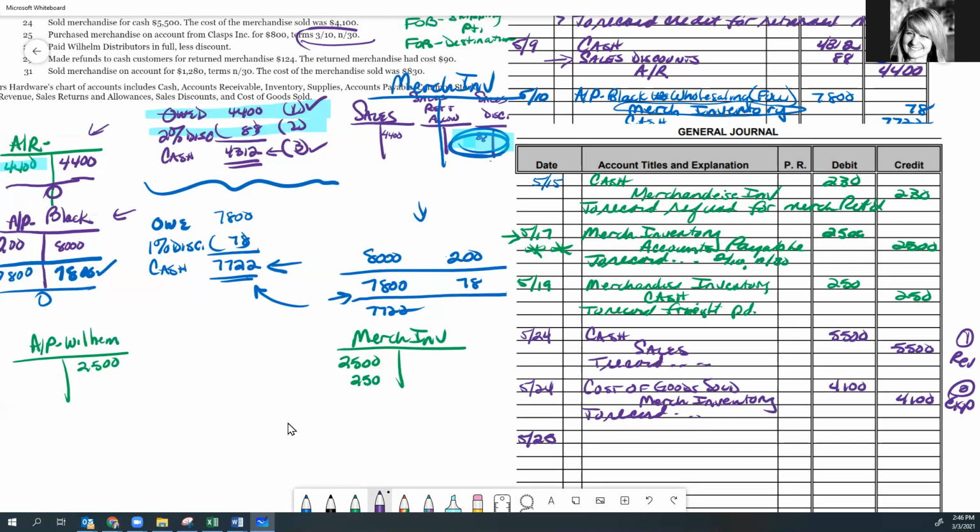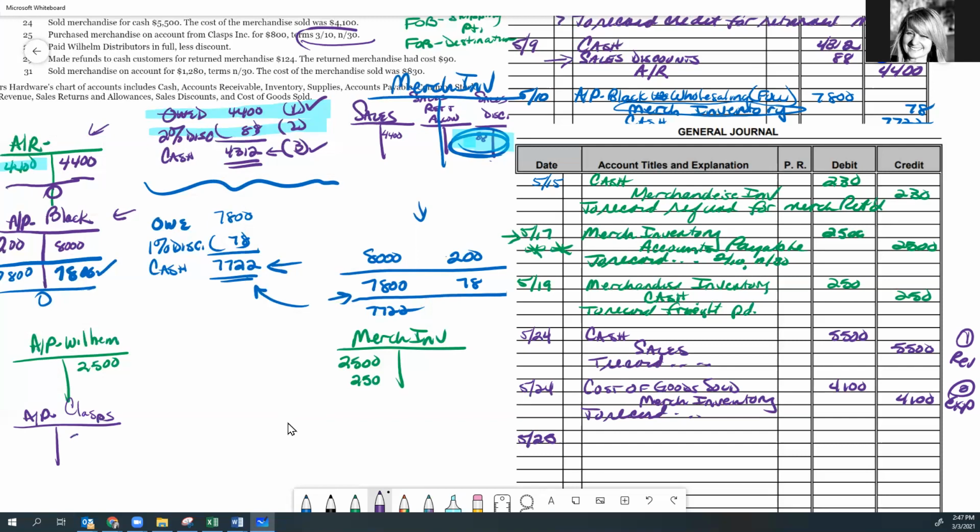So we're going to have another accounts payable. And this one is to Clasps. So I'm going to keep it separate. And that merchandise was $800. All right. So we purchased it on account.